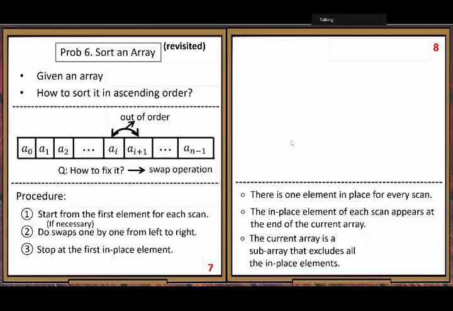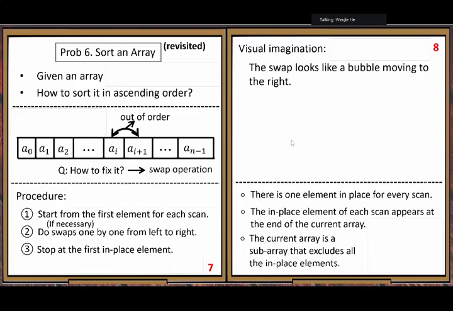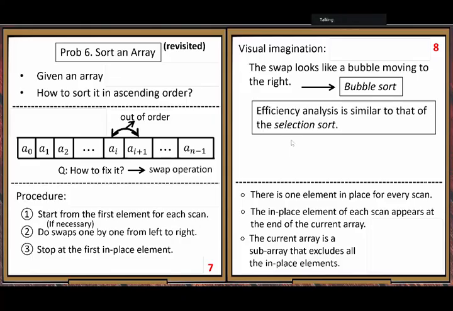After we understand this, our second sort algorithm, that's the whole picture. Visual imagination: you can see this is a completely new algorithm. The swap looks like a bubble moving to the right. That's why people call it bubble sort. Well known. But here we use inversion to understand this bubble sort.